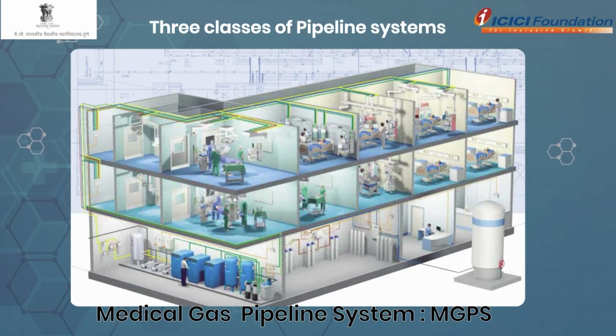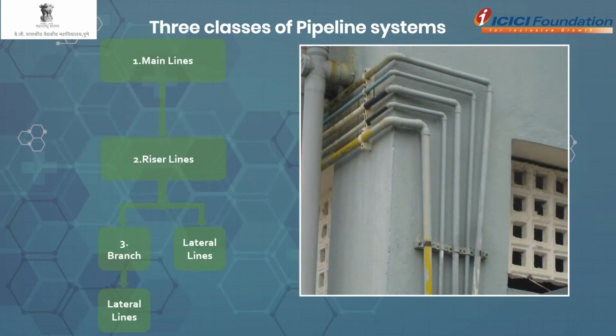Three classes of pipeline system exist. One is main line from the source, then riser line which goes to the higher stories, and from there the lateral branches, from there again lateral to the final destination.